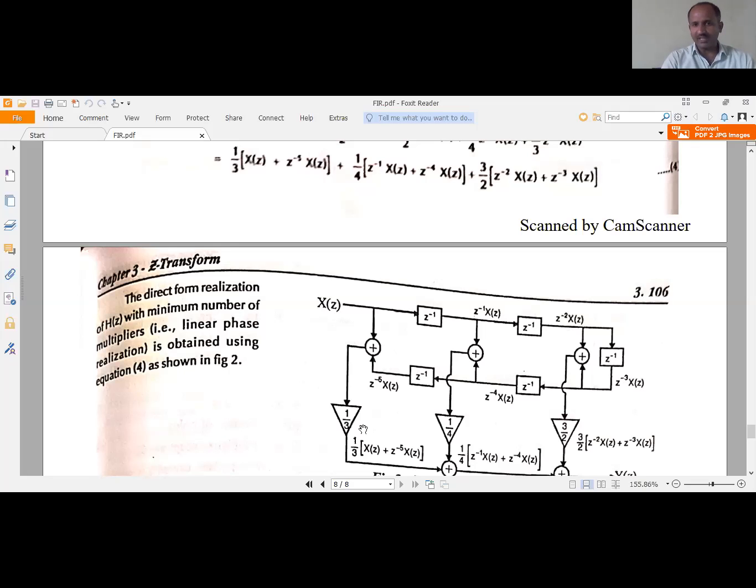And this 1 by 3 is multiplied with this x of z plus z power minus 5 into x of z. And this 1 by 4 is multiplied with z power minus 4 into x of z and z power minus 1 into x of z. And this 3 by 2 is multiplied with this z power minus 2 into x of z plus z power minus 3 into x of z. And the output you will get as y of z.